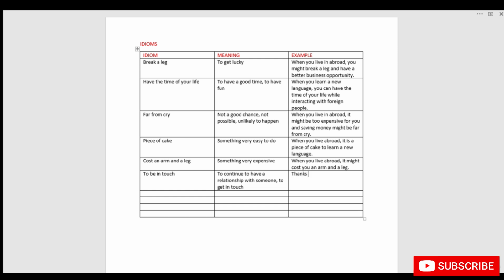As an example, I can say, thanks to social media, it is easier for people to be in touch with their old friends. Let's imagine that you are writing an advantages and disadvantages essay about social media, and in the advantages part you can say, thanks to social media you can be in touch with your friends. It means that you can continue to see them, talk to them, so you can be in touch with them.